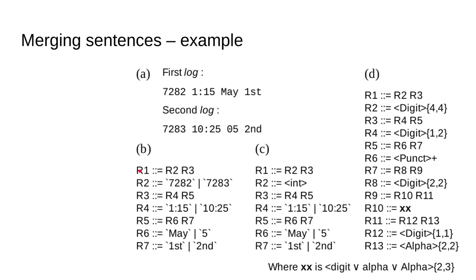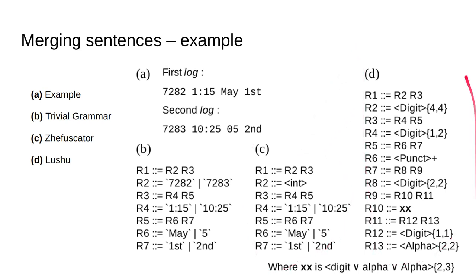After splitting the sentence into tokens, what we do is we build the grammar to the right here. Sorry, there's a lot of things in this slide, but A here is the example. B is a trivial grammar we built first. C is the predecessor tool, and D is what we do currently in Lushu. So essentially we jump from B to D.